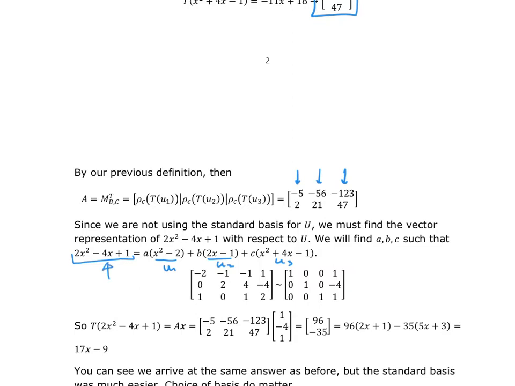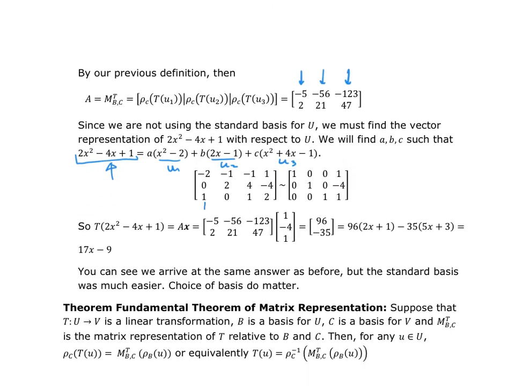Because remember, u1 to u3 are the spanning set, so I'm going to figure out how do I represent this input, which is 2x squared minus 4x plus 1. How am I going to represent that as a linear combination of my basis, u1 to u3? So then I end up with, here's my u1, here's my u2, here's my u3. Here are the coefficients on the 2x squared minus 4x plus 1.